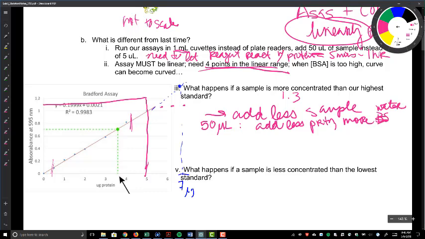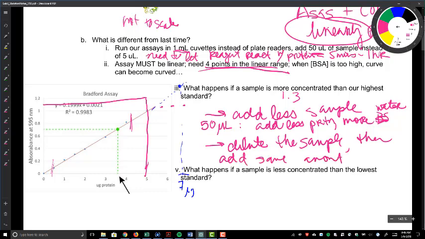That's one option. The other option is you can dilute the sample, then add the same amount. Or you can dilute your sample and then add a different amount of that diluted sample. That's up to you. That's why you keep a lab notebook, so you can keep track of all these numbers so you can get accurate results.